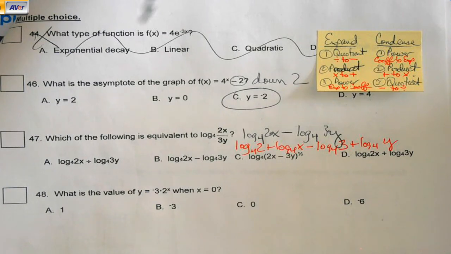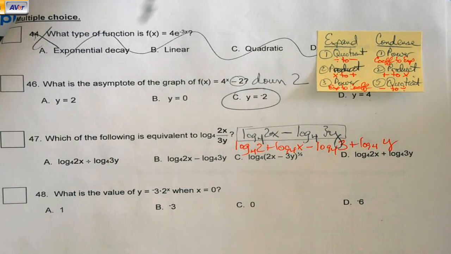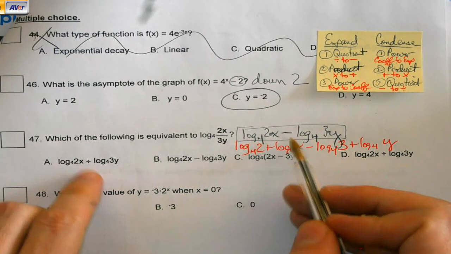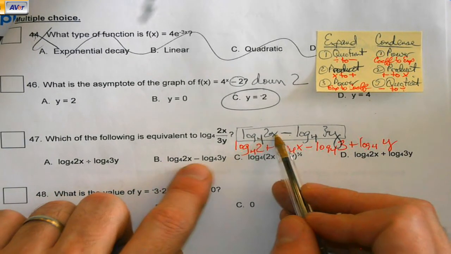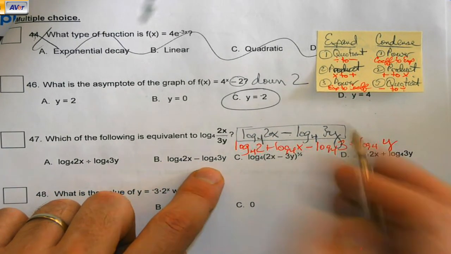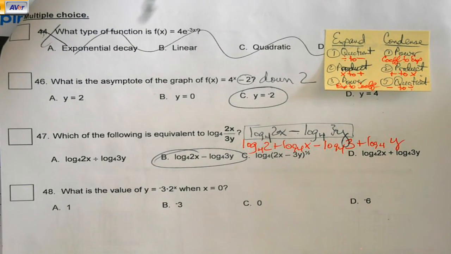So let's back up a step. Do I see anything after I've done my first step that's the same? Well, that's divide. That's not it. Log 4 2x minus log 4 3y. Oh, okay. So after you do each step, check, because if the answer's there already, go ahead and use it. Okay, don't make it worse than it needs to be.